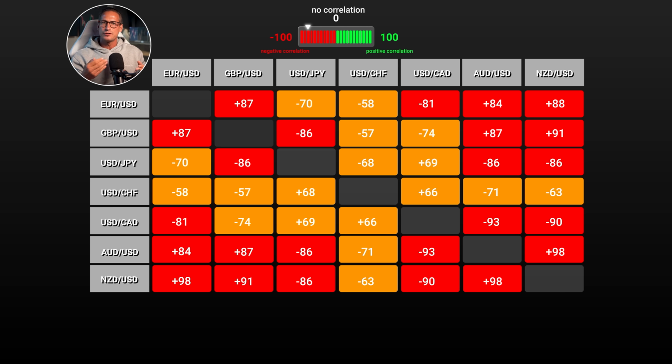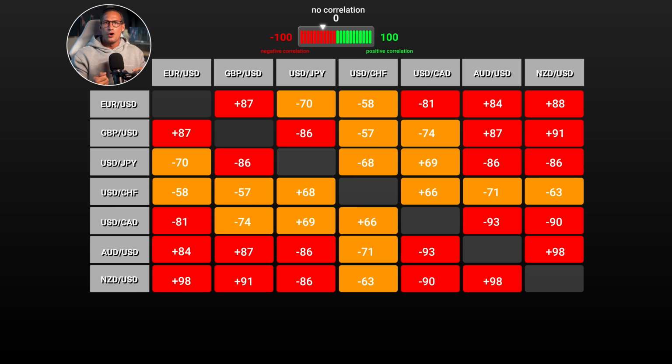British pound and the Swiss franc have a correlation of -57. So it's kind of a negative correlation, but not a strong one. It's right in the middle between having no correlation at all, the 0 value, and having a negative correlation, the -100 value. I would stay clear of these kinds of weak correlations.